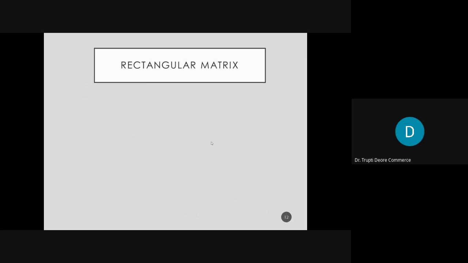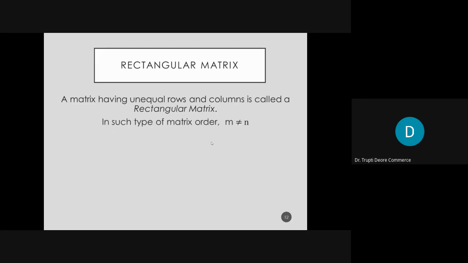Next is rectangular matrix. With the shape of matrices, you will get this type of matrices. A matrix having unequal rows and columns is called a rectangular matrix. It means the number of rows and number of columns do not match with each other. It means M is not equal to N. In such a matrix order, M is never equal to N. M means rows and N means columns. So M is never equal to N.